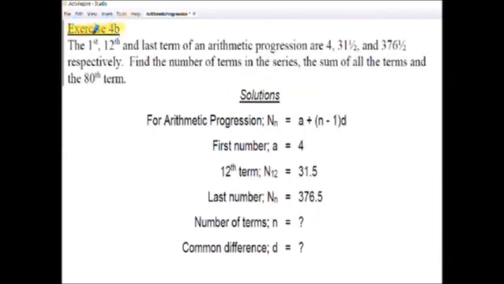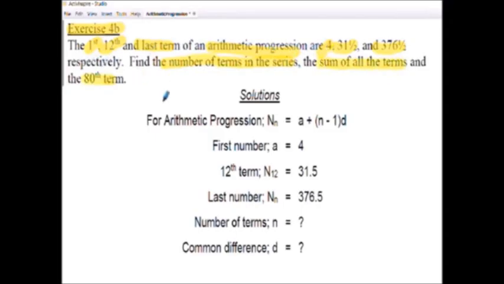Exercise 4b. We're given the first, the 12th and the last term in an AP. They are 4, 31.5 and 376.5 respectively. We've got to find the number of terms in the series, that's the little n value, the summation of all the terms in the series, and the 80th term in the series.